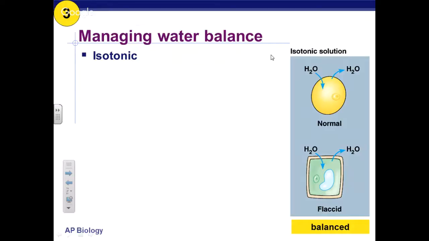Wait, no. Isotonic. That's what I'm talking about. Animal cells in an isotonic solution are healthy. This would be like you going to the hospital and getting an IV solution that has some salt in it. They would never give you distilled water, and they would never give you salt water. Both ways would kill you.